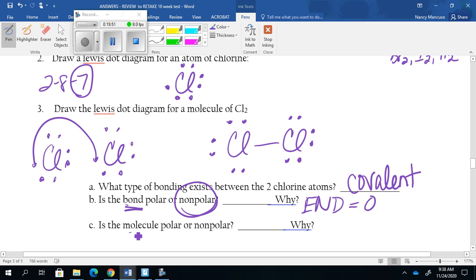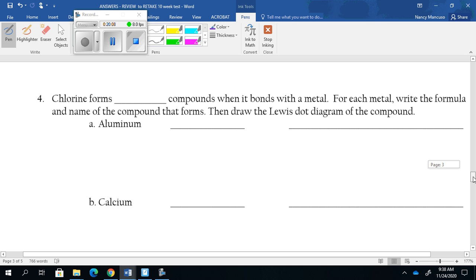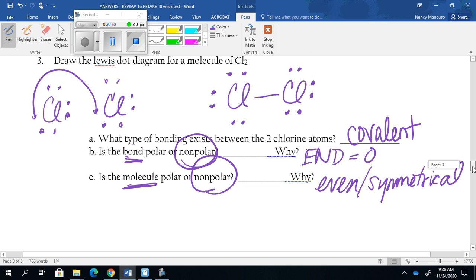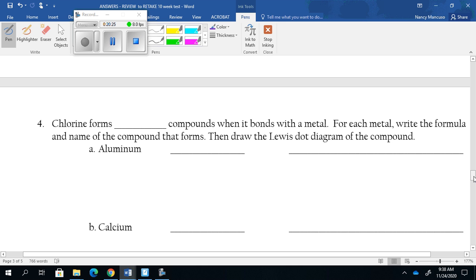And now, is the molecule polar or nonpolar? So it is very even. It is very symmetrical, which means that there's no pulling, so it's also a nonpolar molecule. Remember, it's very different if you're asked the polarity of the bond versus the polarity of the molecule. For the bond, you have to look up electronegativities and figure out the difference. For the molecule, you're looking for the distribution of electrons. Is it even and symmetrical or uneven and asymmetrical?